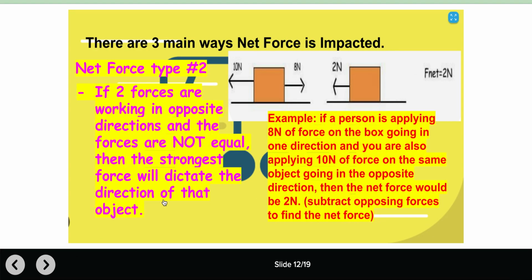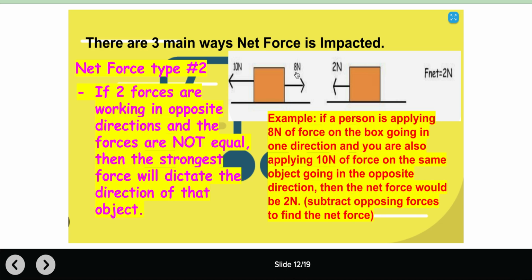So the other variation is when you have opposing forces. These two forces are going in the opposite direction, and most importantly, these are not equal forces. So let's say you and a friend are horsing around, and one of you is really strong and pushing the block to the left with 10 newtons of force. The other person is maybe a little weaker, and that's okay, not a big deal, but they're pushing the block going the opposite direction, but with only 8 newtons of force.